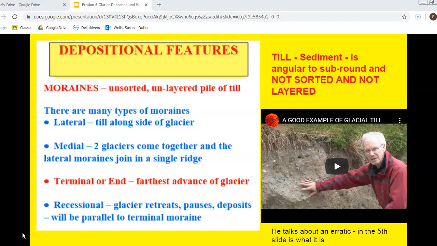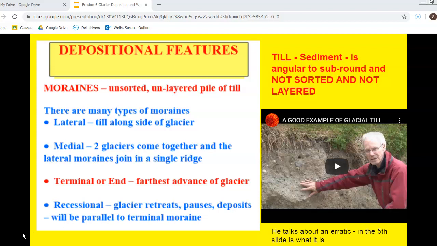There are many types of moraines. Lateral moraines are on either side of the glacier. Medial moraines are when two valley glaciers come together. They join and you'll get a medial moraine in between. The most important moraine that you need to know is called the terminal or end moraine. It marks the farthest advance of the glacier.